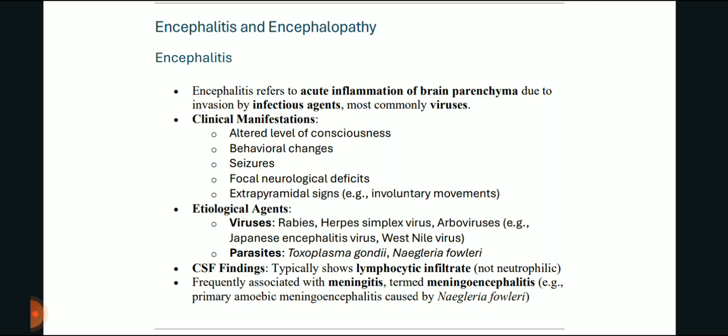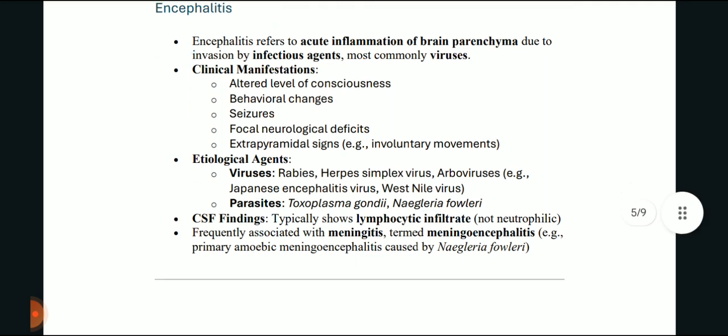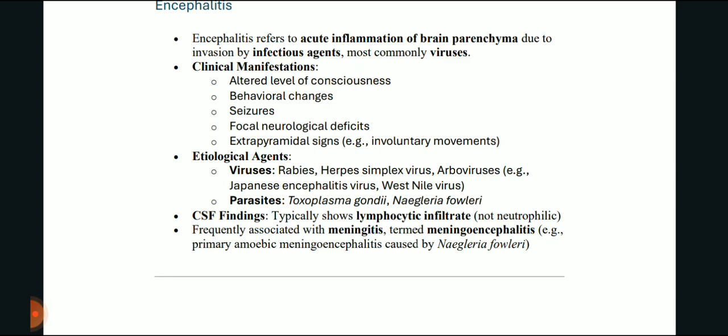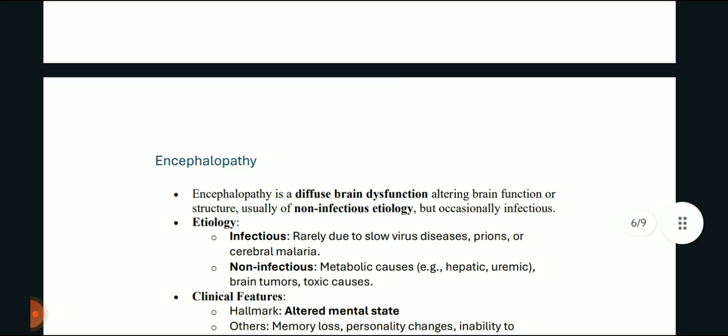Etiological agents include viruses like rabies, herpes simplex virus, arboviruses like Japanese encephalitis virus, West Nile virus, and parasites include Toxoplasma gondii and Naegleria fowleri. Naegleria fowleri is the brain-eating protozoan, which enters through the nose when the person swims in some contaminated water. So most commonly that is the history. Now, CSF findings show lymphocytic infiltrate but not neutrophilic, and frequently associated with meningitis, termed meningoencephalitis. Example: primary amoebic meningoencephalitis caused by Naegleria fowleri.